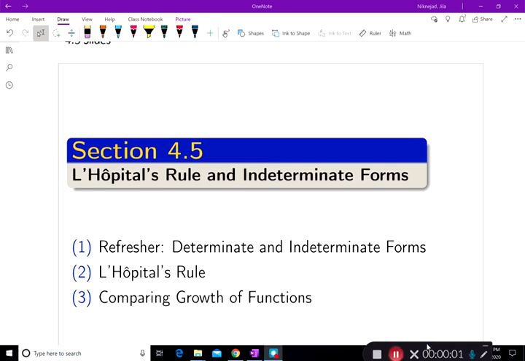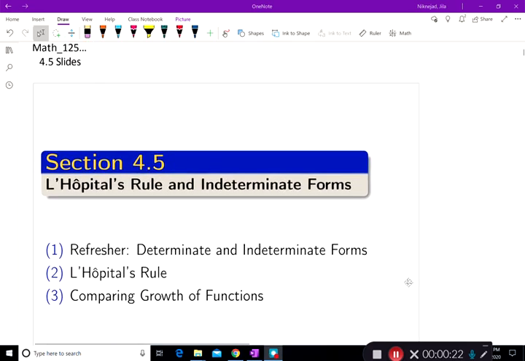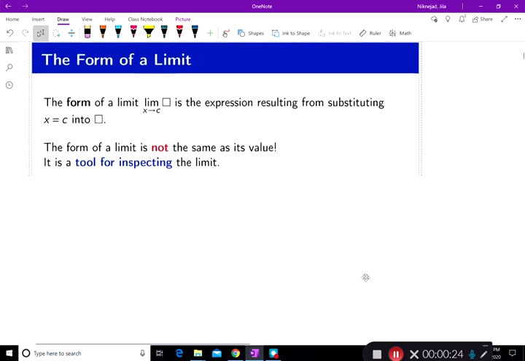We're starting section 4.5, L'Hopital rule and indeterminate forms. A little refresher: first we discussed the determinate and indeterminate forms, and then we discussed the L'Hopital rule, and then we discussed comparing the growth of the function. That's something that we see with the L'Hopital rule a lot.